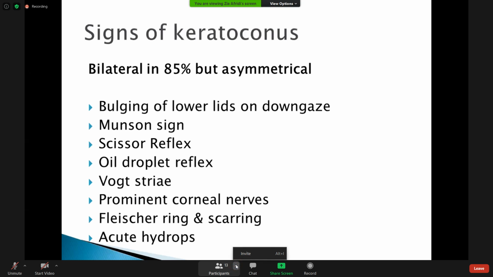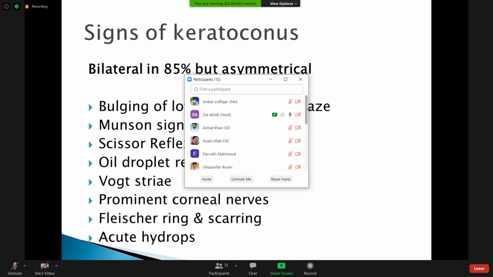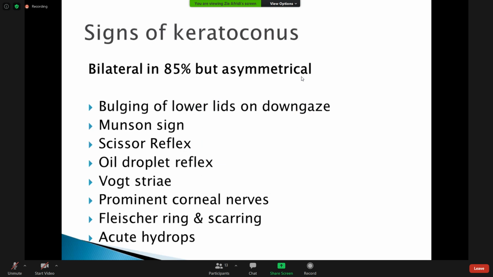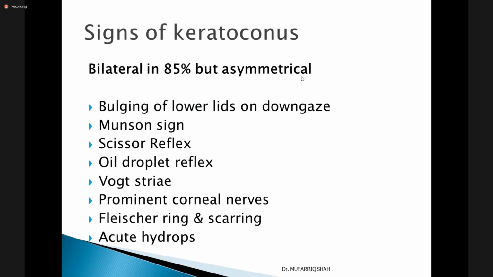Signs of keratoconus: in 85% of cases they are bilateral, but mostly they are asymmetrical. On general examination, you will see bulging of the lower lid on downgaze, which is Munson's sign. While doing retinoscopy in cases of keratoconus, you will see scissor reflex and oil droplet reflex. And through slit lamp examination, you can see Vogt's striae, prominent corneal nerves, Fleischer ring and scarring, and acute hydrops. The signs depend on the severity of the keratoconus.